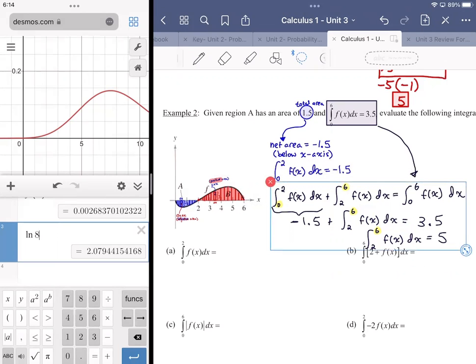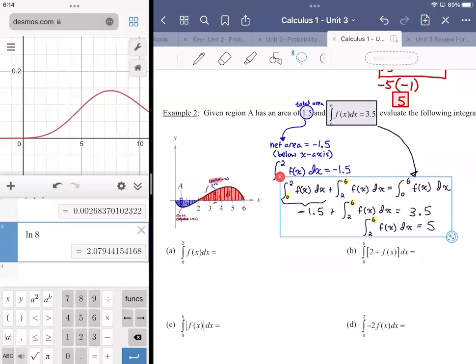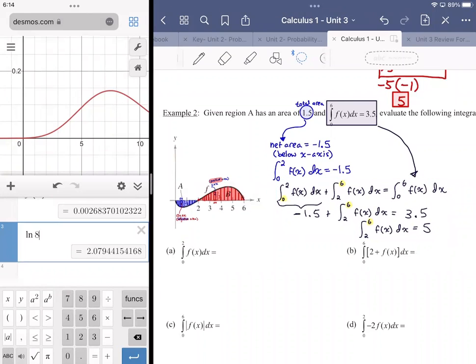Now, I haven't even started answering the questions, but I can tell you that we already got a good chunk of them done just based off of the analysis of the graph. All right. A was just asking, what is the integral associated with the interval over 0 to 2? That was one of the first things we figured out. That's negative 1.5. All right.